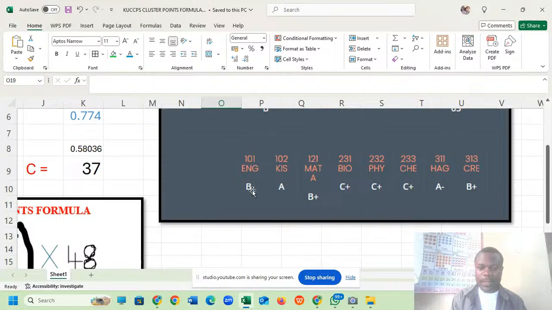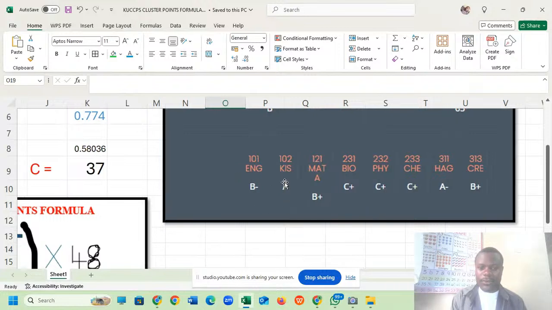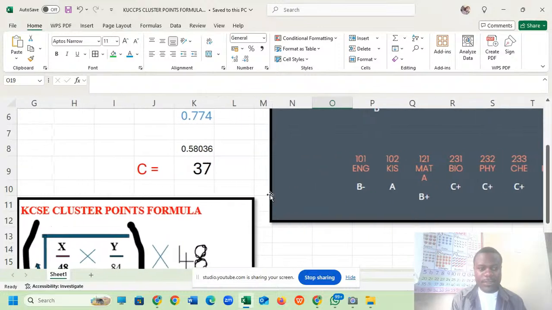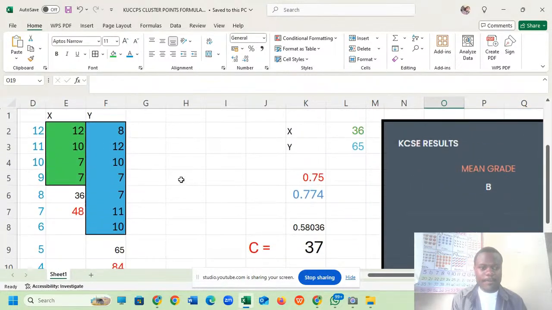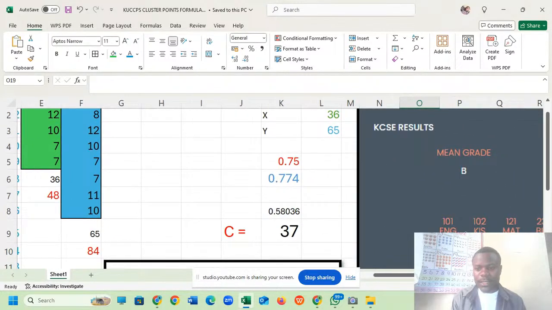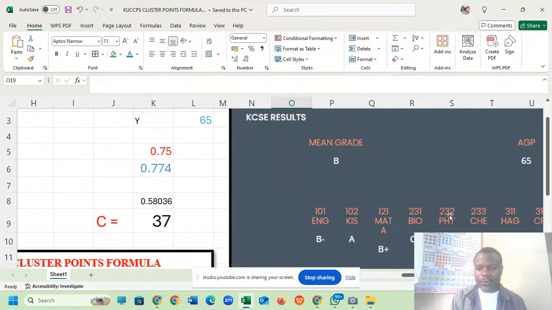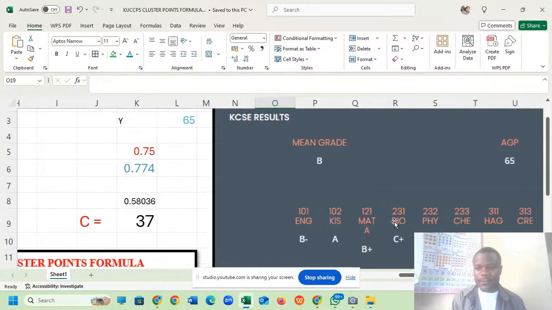So we shall pick English, math. English, he had a B minus. B minus is equivalent to 8 points here. Kiswahili A, 12 points here. Then math B plus, B plus is equivalent to 10 points. Then two best sciences, which both he had a C plus, so we shall have 7 plus 7.